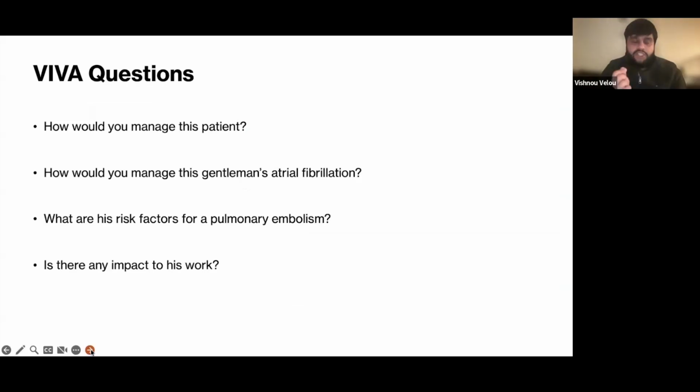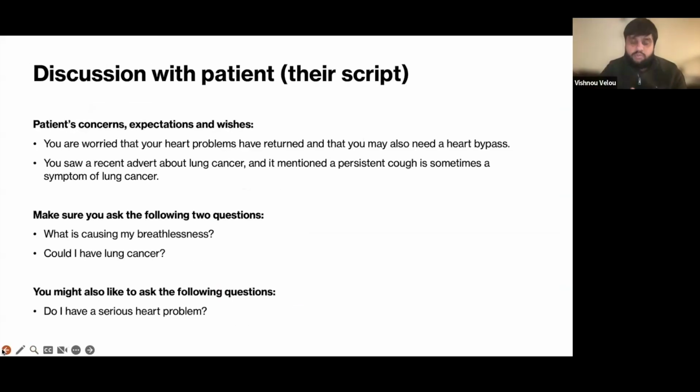The Viva questions in this station were: how would you manage this patient? How would you manage this gentleman's atrial fibrillation? So that is both acutely and chronically. There's a question here. What would be the example of a well-answered question in relation to whether they have lung cancer? Excellent question. I'm just going to pause and answer that question.